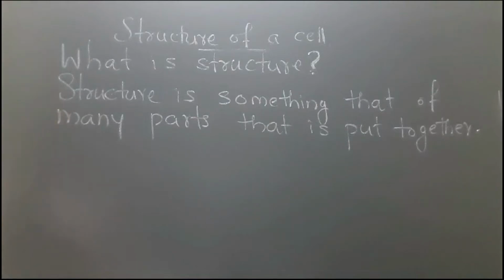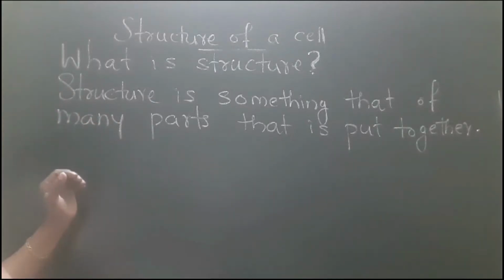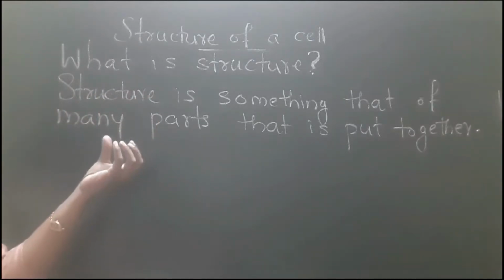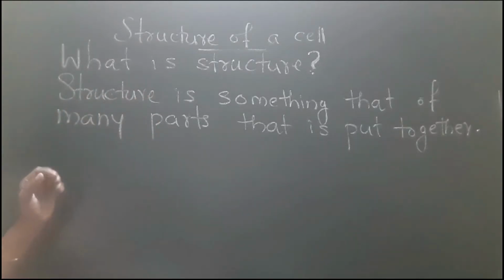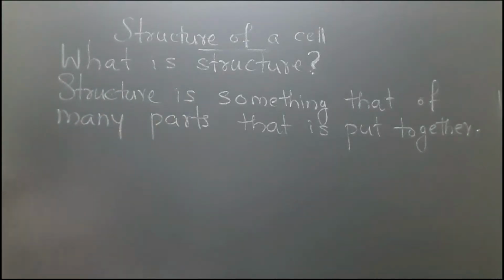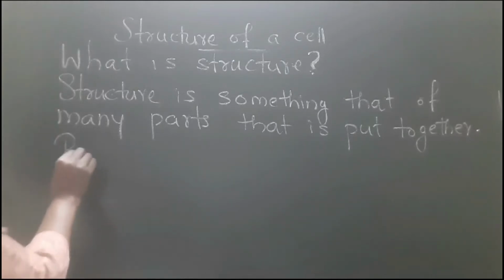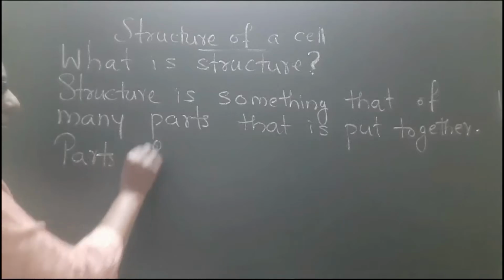So what is the structure of a cell? The structure of a cell is many parts put together. There are many parts that are put together and make a cell. So let's see the parts of a cell now.